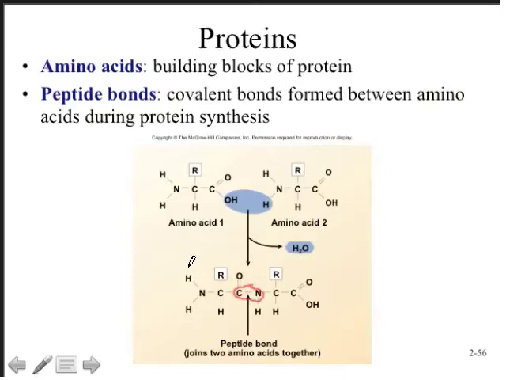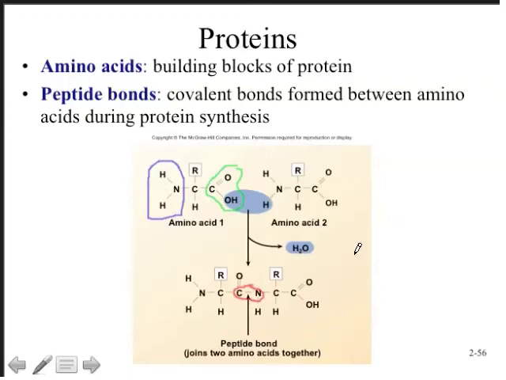Incidentally, the reason that amino acids are called amino acids is because they have both an amino group, shown here, and an acid group, which is shown here. This is the carboxylic acid group. So that's where the name amino acid comes from. And you can see here in dehydration synthesis that we can assemble these amino acids in a long chain.